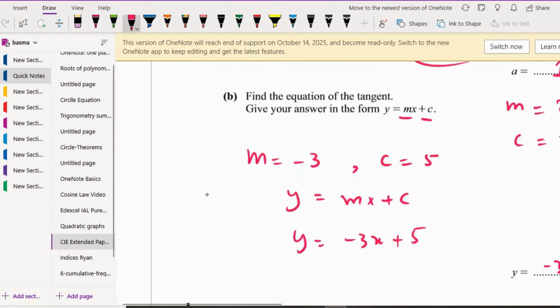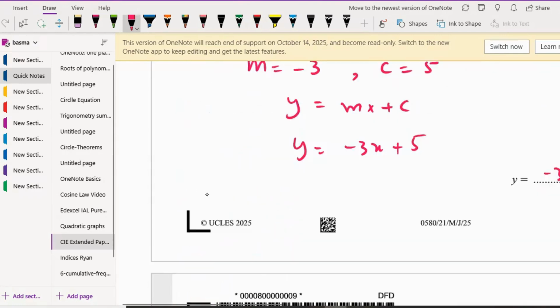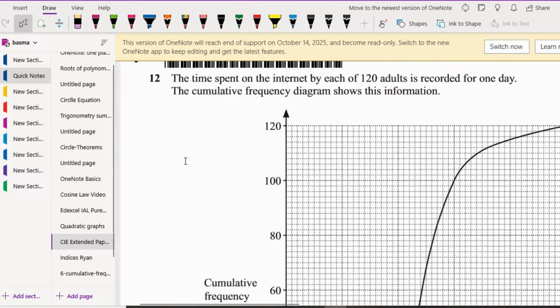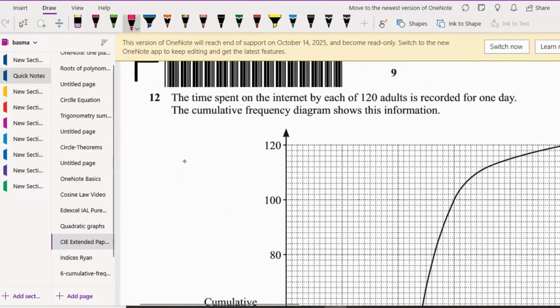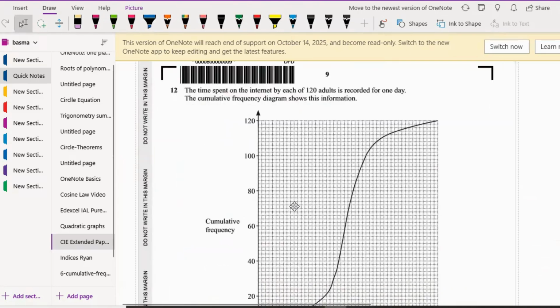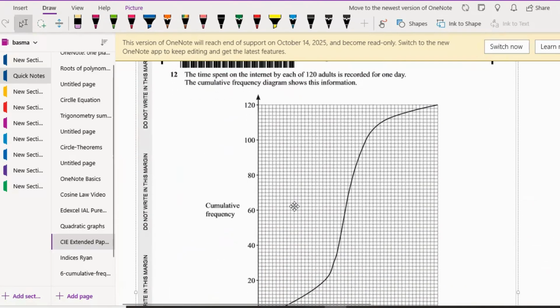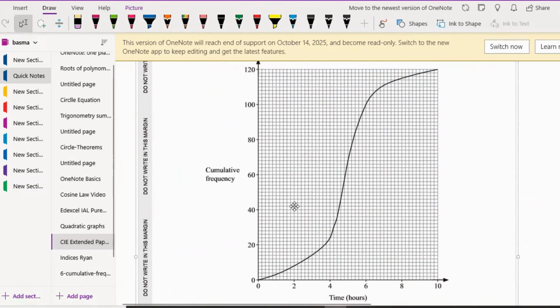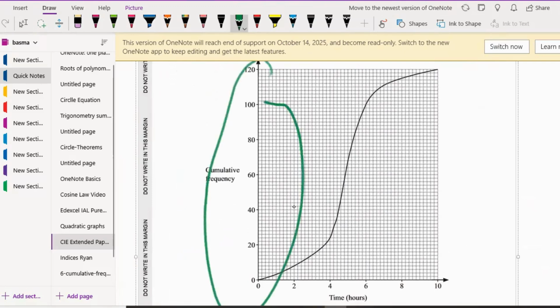Okay, that was question 11. Now question number 12. The time spent on the internet by each of 120 adults is recorded for 1 day. Here this cumulative frequency graph is given, which shows how much time is spent by each of 120 adults. There are a total of 120 adults plotted against the y-axis and the time in hours is plotted against the x-axis.